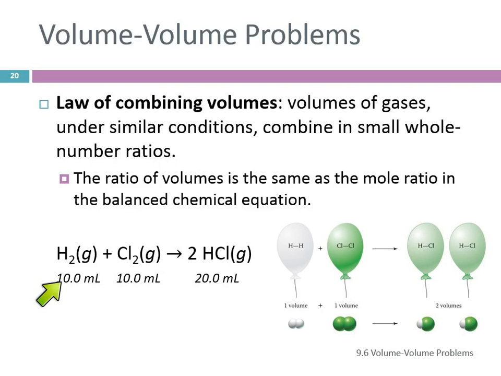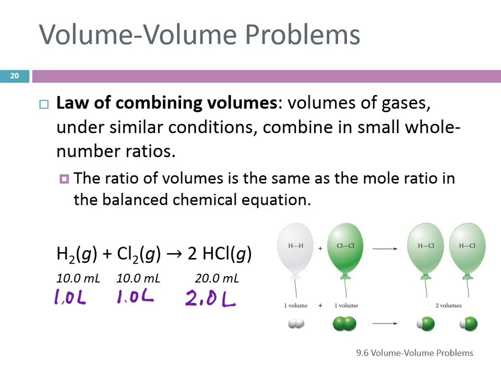That means that if I have 10 milliliters of this, it will react with 10 milliliters of that and form 20 milliliters of the product. Or if I had 1 liter of that and 1 liter of this, it would form how many liters? 2 liters. With gases where the conditions are the same, you can stick any volume unit between the coefficient and the formula. And so these guys, we can do these calculations in one step.